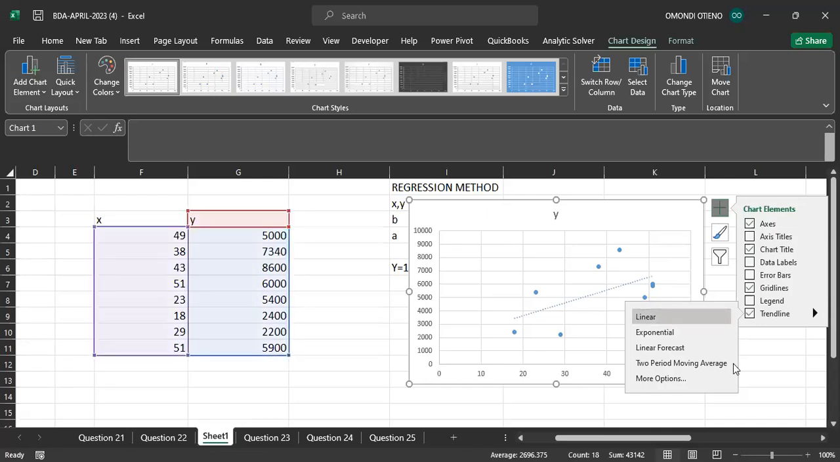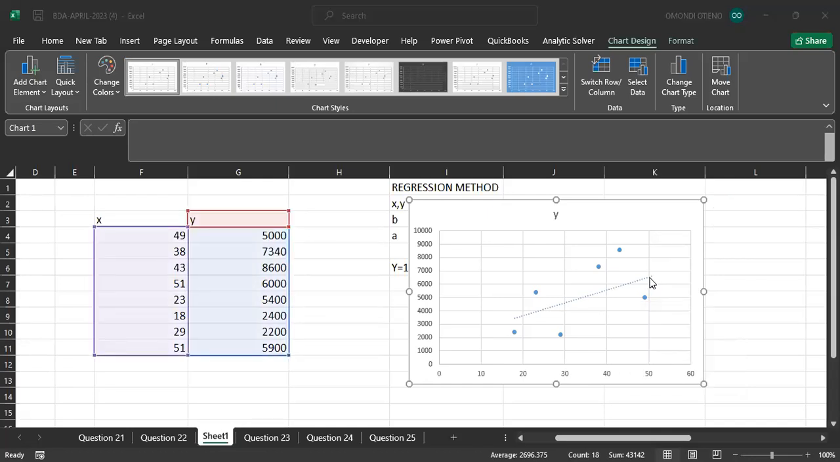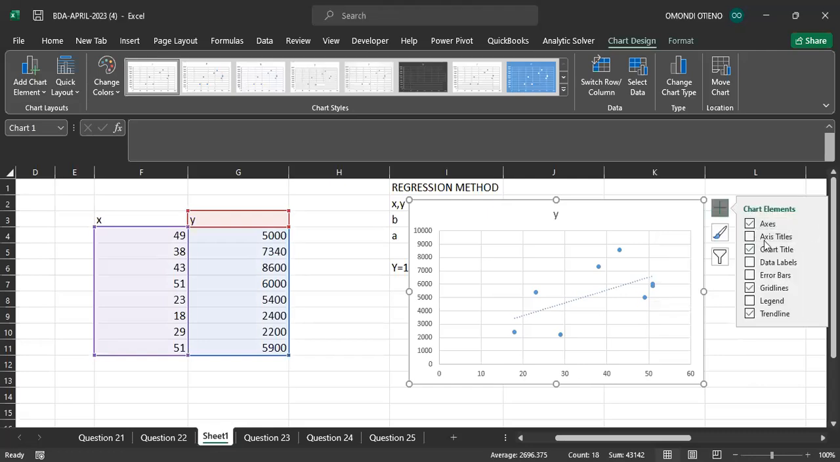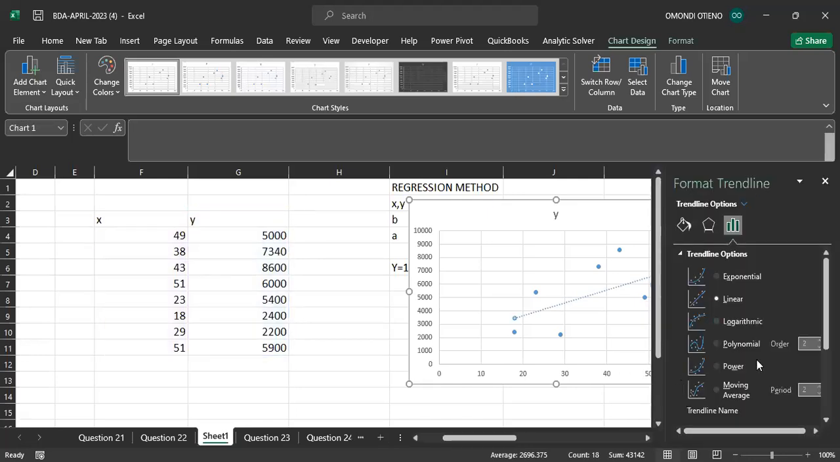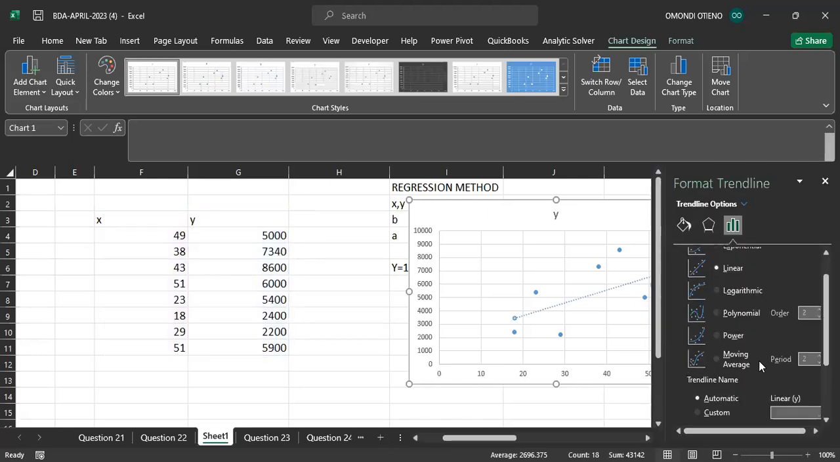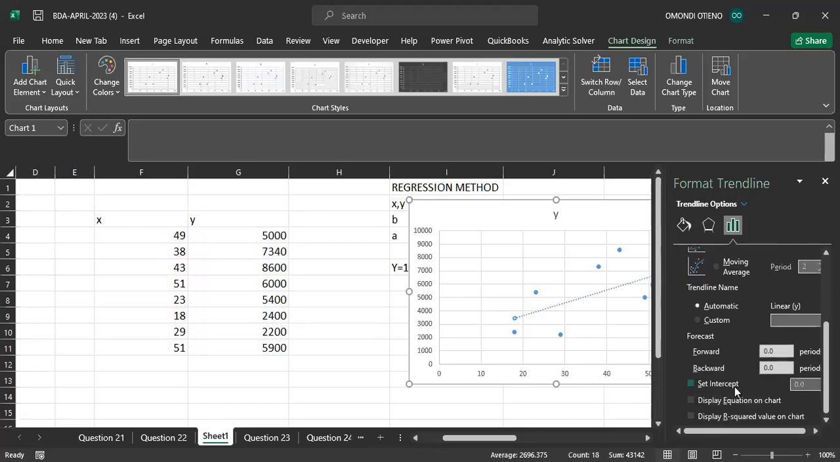Once you pick the linear part, you move to more options. So you come here to the trend line, linear here, then you go to more options. Once you get to more options, just scroll it down. You are required to tick set intercept, or display equation. Actually, it's display equation on the chart. So the moment you display equation on the chart, what are you able to see?